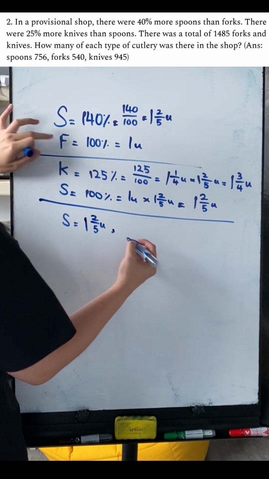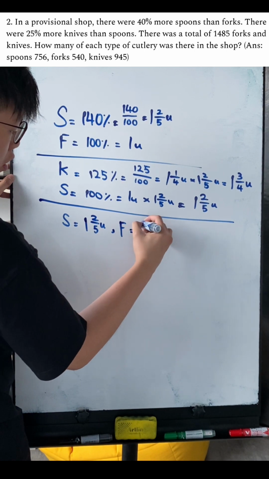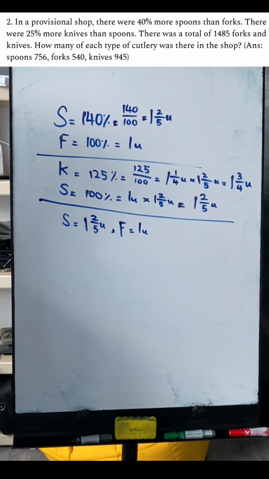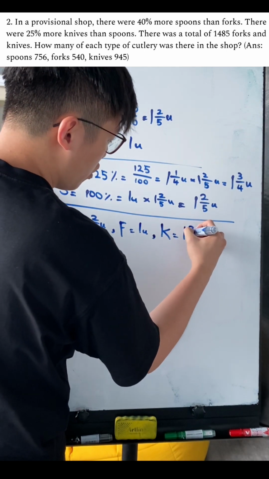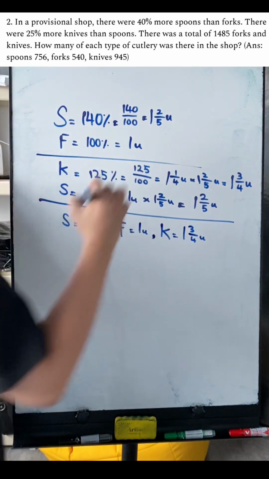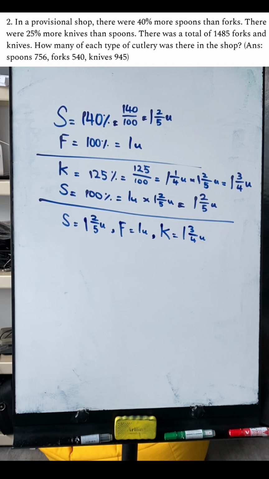Yes. Now, for fork, fork has to be 1 unit. Am I making sense so far? Yeah. And for knife, I have changed that to 1 3 over 4 unit. Make sense? Then we move on to the next sentence.